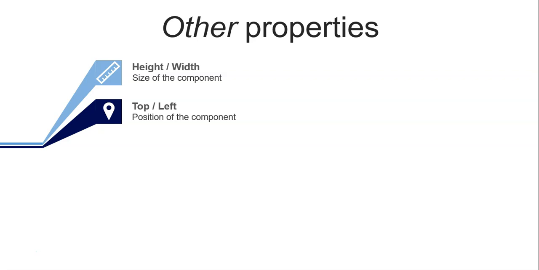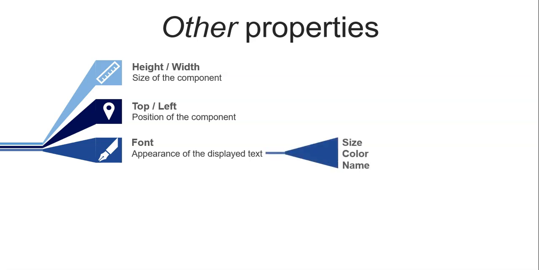Then you get the font property, which determines what type of font is being displayed to the user. Now there are sub properties for that. You get the size and the color and the name of the font, for example, if you want Arial or Times New Roman. So those are the different properties for the font.